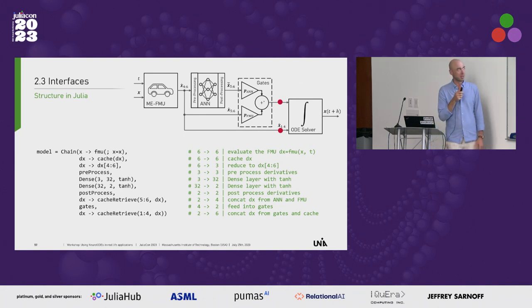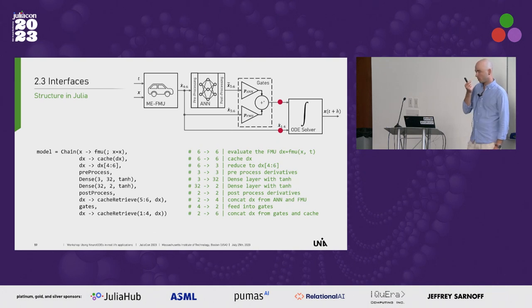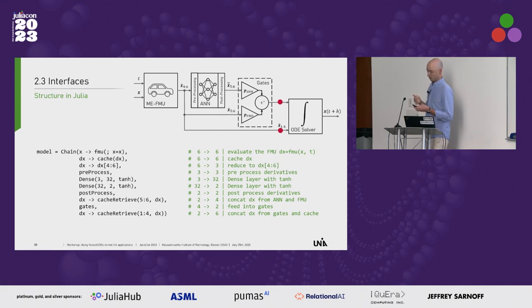We are using, there's support for Zygote, you can use Zygote, but we are working mostly with forward diff and reverse diff. Forward diff because it's still the most robust option, especially if it comes to event handling and discontinuous systems and so on. And if it is supported, and not every ODE system can be solved this way, but if it's supported, we use reverse diff because it's much more performant than forward diff. So these are the three options that are natively integrated in FMIFlux: Zygote, forward diff, and reverse diff.